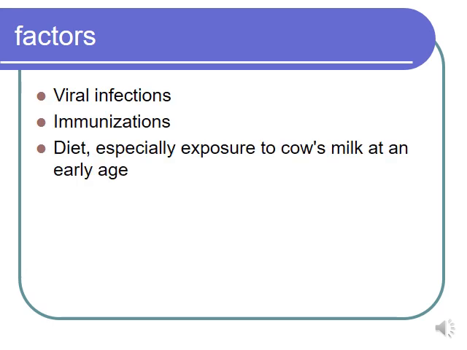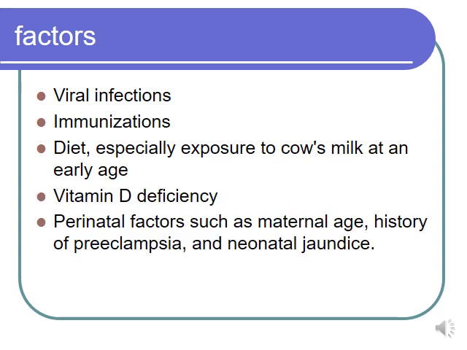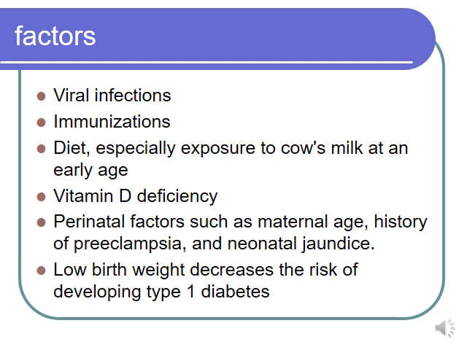So what are other factors? Viral infections, immunizations, diet exposure, especially exposure to cow's milk in early age, can cause type 1 diabetes. Vitamin D deficiency, perinatal factors such as maternal age, history of preeclampsia and neonatal jaundice, whereas low birth weight decreases the risk of developing type 1 diabetes.